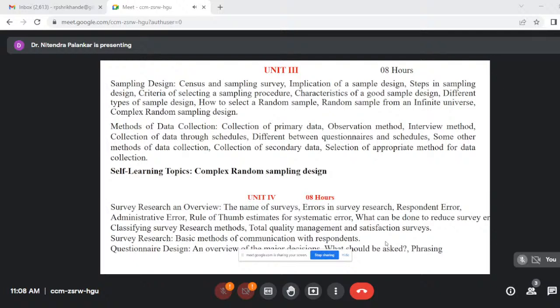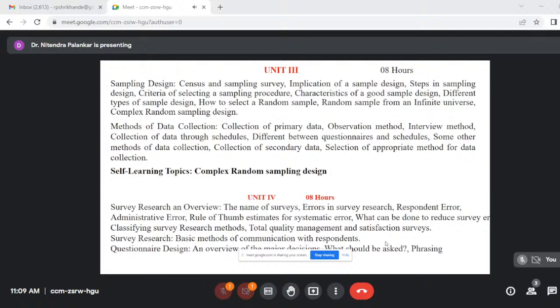In unit number 4, we will be mainly talking about surveys. Surveys also play a very important role in the research that we do. In that, what is the importance of surveys, what the different types of surveys are, what the different thumb rules available are, what errors can occur, and how the survey is to be carried out. All these methods and techniques we will be discussing. Again, survey plays a very important role.